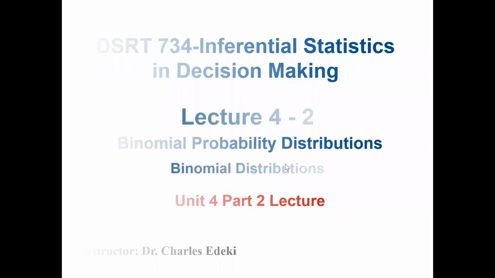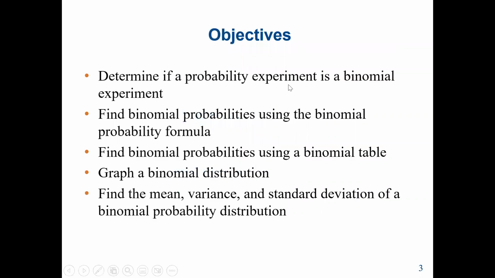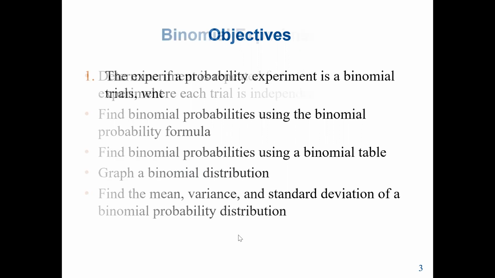Our main objective is to determine if a probability experiment is a binomial experiment. Also to find binomial probabilities using the binomial probability formula. We're also going to learn how to find binomial probabilities using the binomial table and also graph a binomial distribution. We're also going to learn how to find the mean, variance, and standard deviation of a binomial probability distribution.